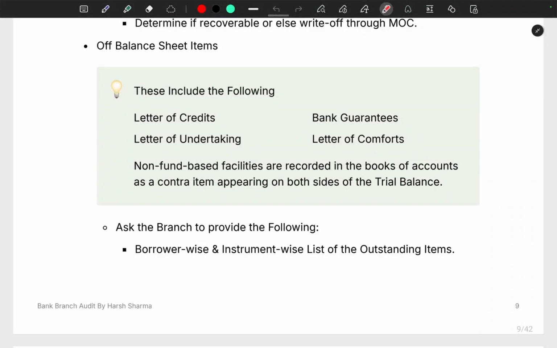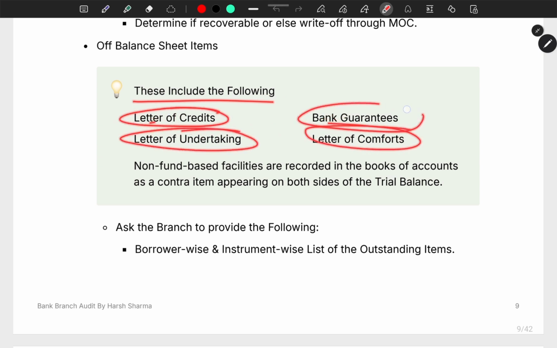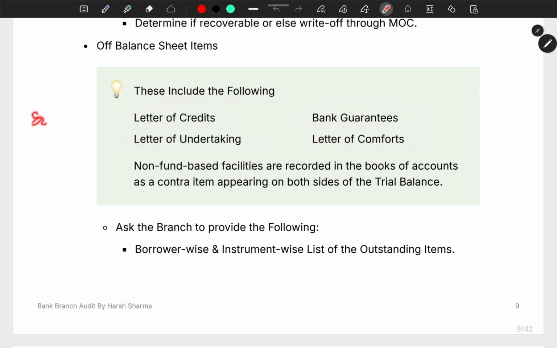Let's discuss the off-balance sheet items. A bank's balance sheet is not just about the assets and liabilities, but it's also about contingent liabilities. These include the following: letters of credit, letters of undertaking, letters of comfort, and bank guarantees. You can read about all of this in the Bank Audit Guidance Note, appendix for SBA. I think that's chapter 11 as well, as far as I can remember.